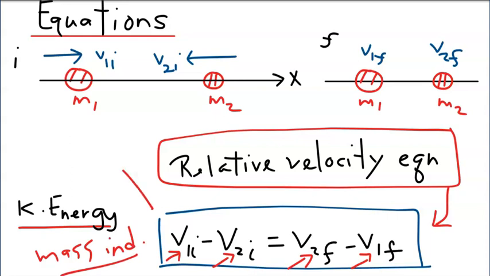So let's emphasize an important point. This equation is the result of manipulating conservation of momentum and conservation of kinetic energy. So conservation of kinetic energy is an important ingredient in getting this equation. So this equation in the box, the relative velocity equation, is true only if the kinetic energy of the system is conserved in a collision. Namely, it's only true for elastic collisions.